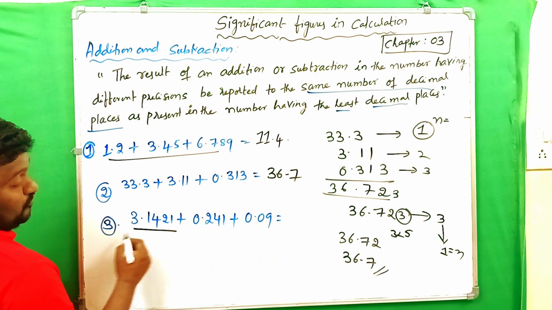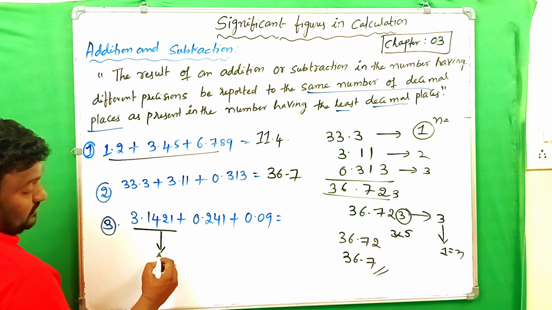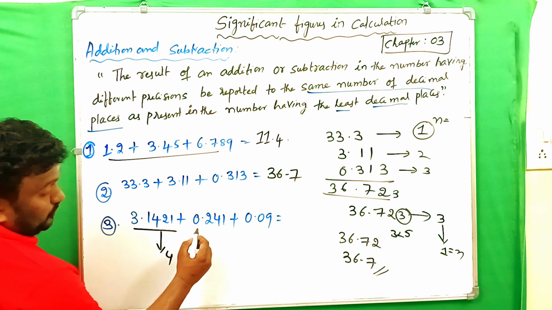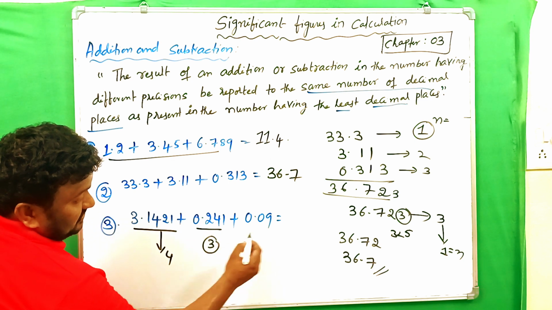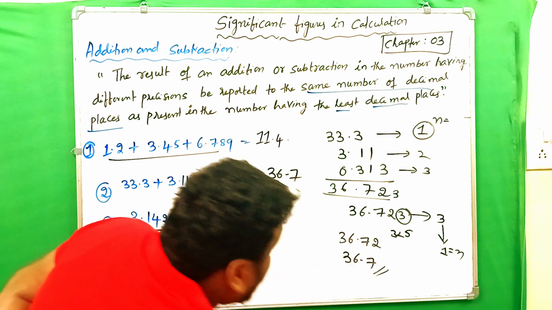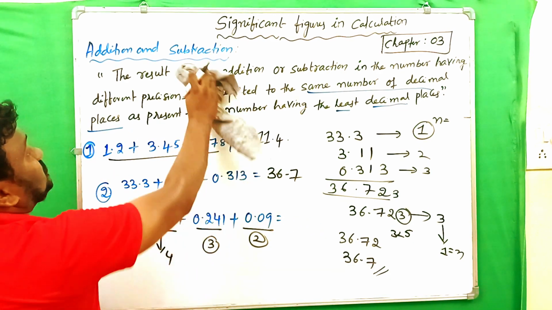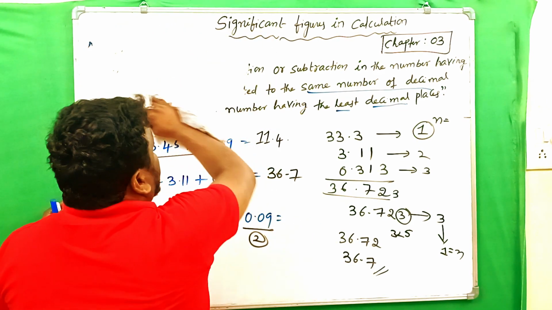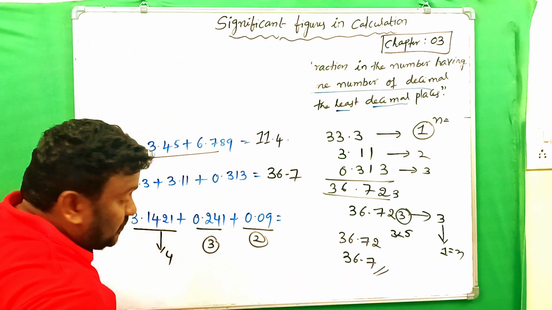In the same manner we have to identify this one. Here 3.1421, how many decimal places? Here 4: 1, 2, 3, 4. Here 3 decimal places, here 2 decimal places. That's why the answer is going to be rounded up to 2 decimal places. Clear? Look here now.